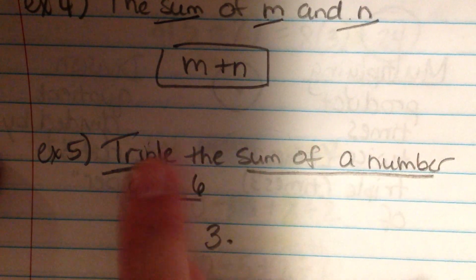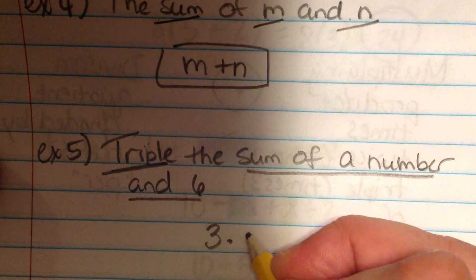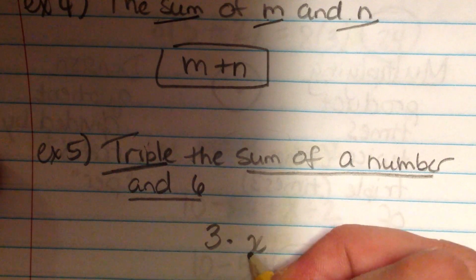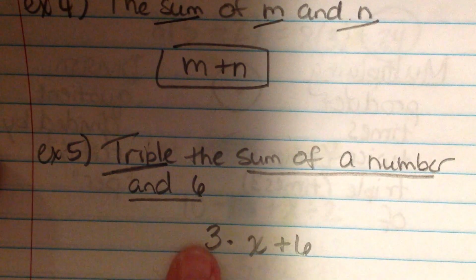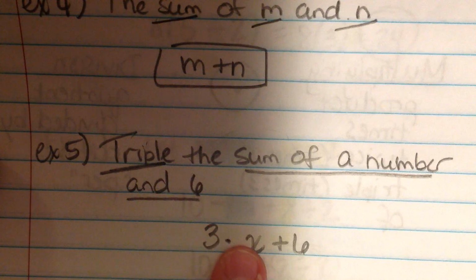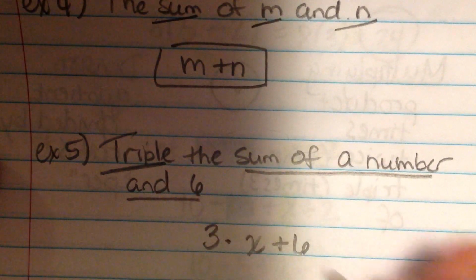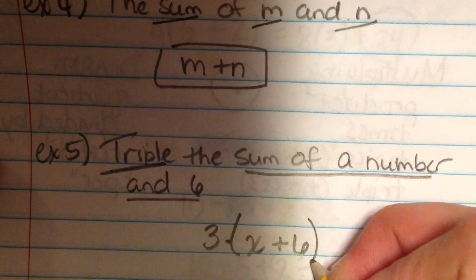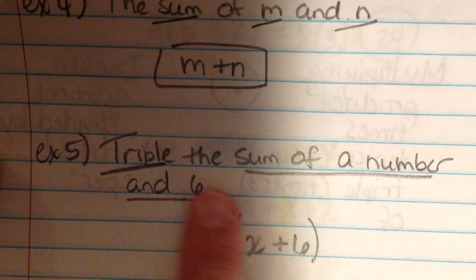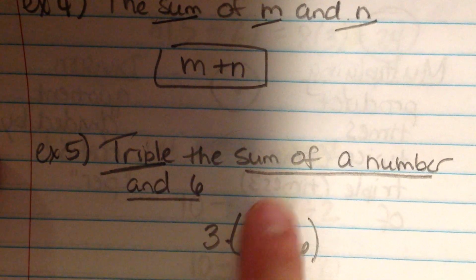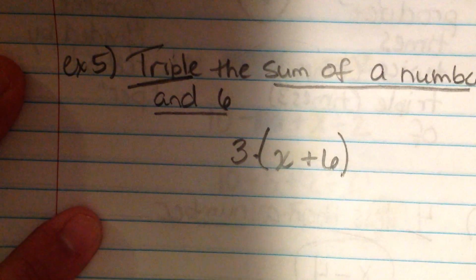So the number and 6. So the sum of, let's say a number is x, plus 6. But if I write it this way, this only looks like I'm multiplying 3 by x. So since I want the sum of a number, if we want to triple the sum of a number and 6, we want to triple all of it. Put parentheses around it. When it says triple the sum of, or 5 times the sum of, put parentheses around it.